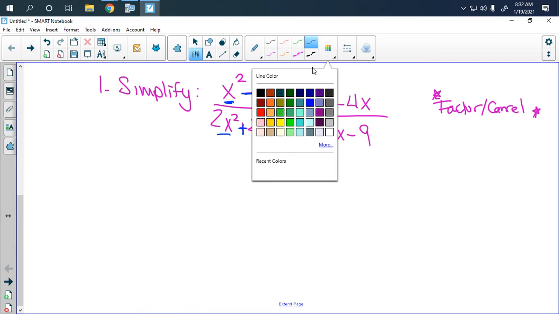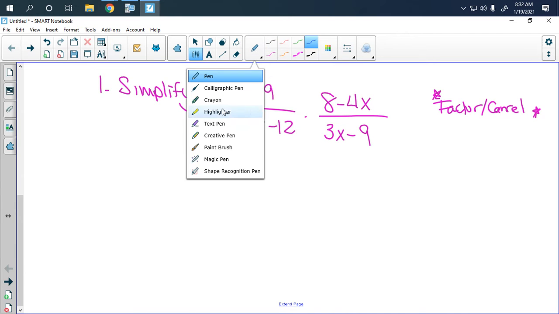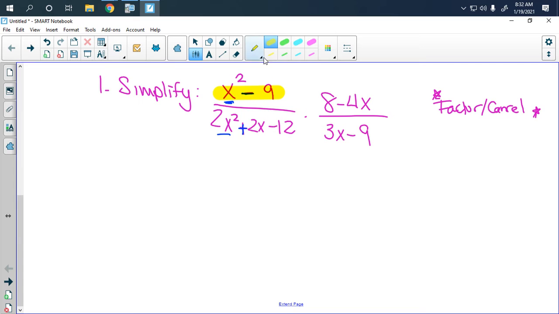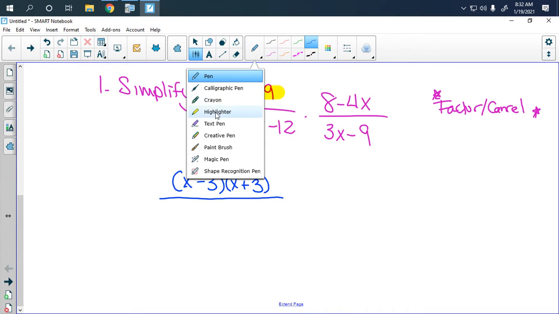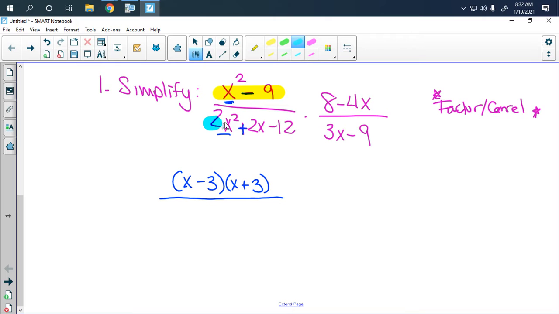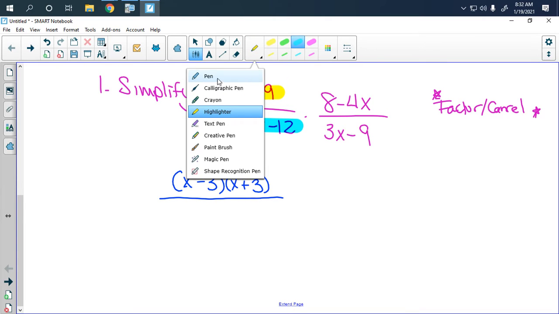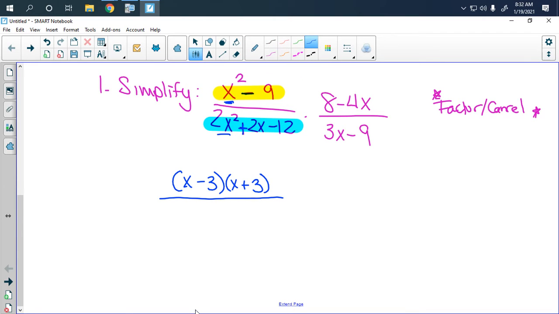So first, I'm looking at just this numerator right here. All right, so we're going to factor that. That one is a difference of two squares. So we factor that as x minus 3, x plus 3. All right, now I go to my denominator here. Highlight that in this teal color. 2x squared plus 2x minus 12.